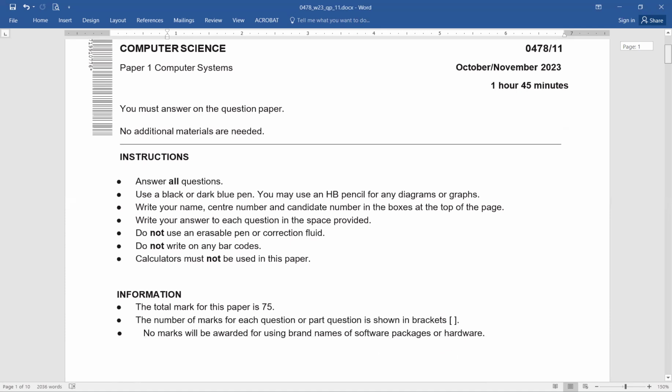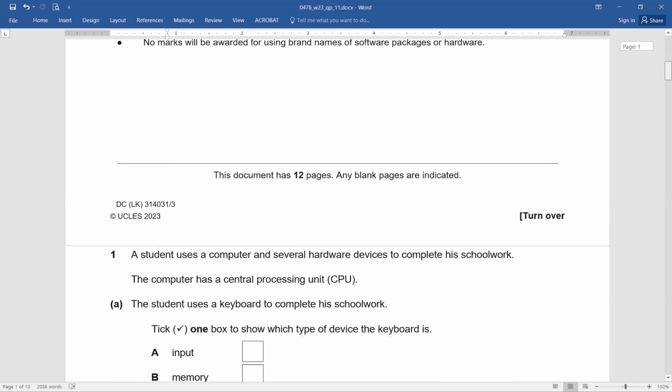The paper is of 75 marks. The number of marks for each question or part question are given in brackets. There's no mark awarded in case you are using the brand name, so please refrain from using the brand name. Let's start. Question number 1.